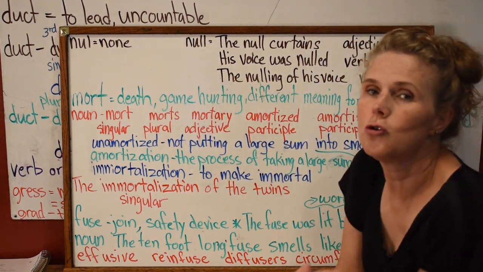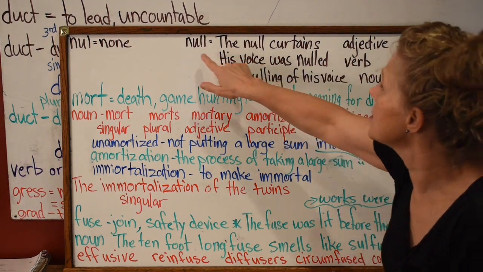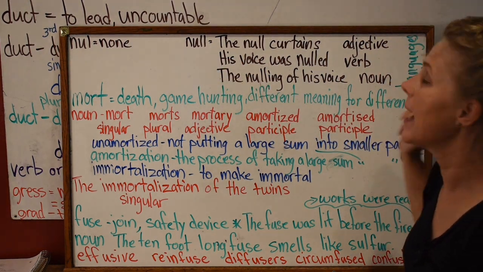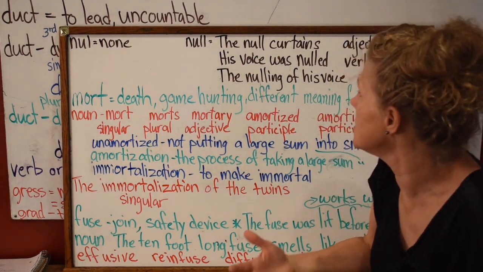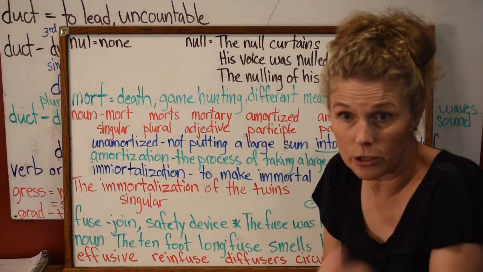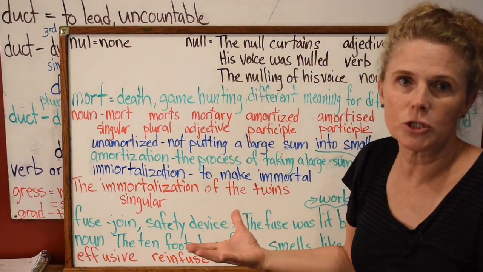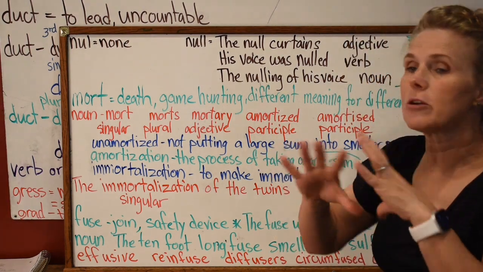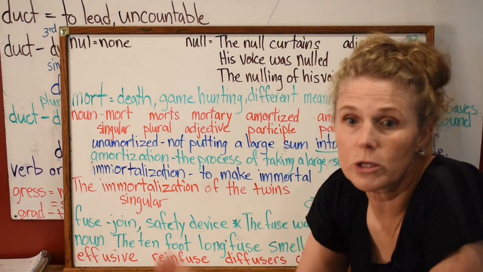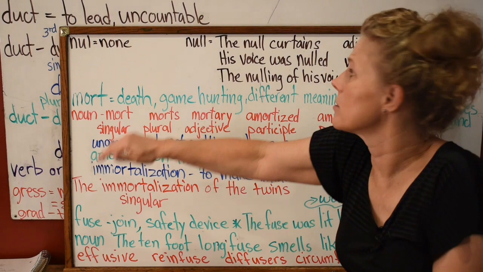So we're going to use null as different parts of speech. This word null can be an adjective, a verb, a noun, depending on how you're going to use it in your sentence. So the null curtains. When I use it as null curtains, what do you think? If we say null curtains, what does that mean to you? It means maybe they're sheer, you could see through them, or it can mean that it's really poor quality. Those are bad curtains, okay?